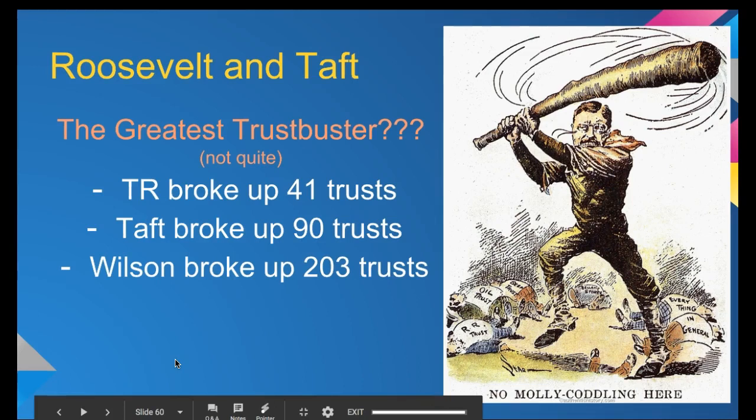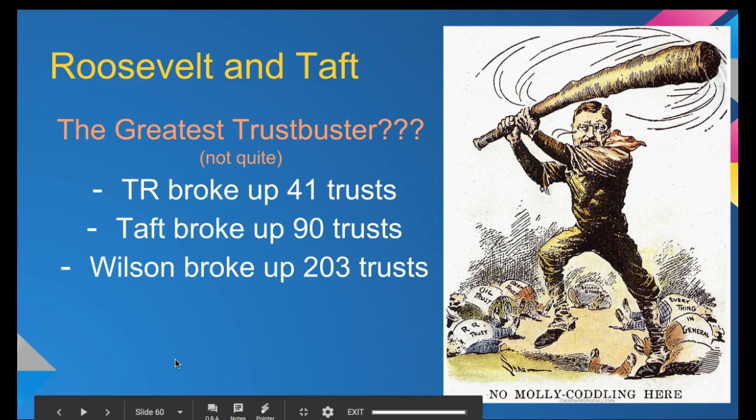So, was Teddy the greatest trust buster? Not quite. All right. Teddy Roosevelt, during his presidency, broke up 41 trusts. Taft, who followed him, did more than twice as many, broke up 90 trusts. And then Woodrow Wilson, our third progressive president, broke up 203.